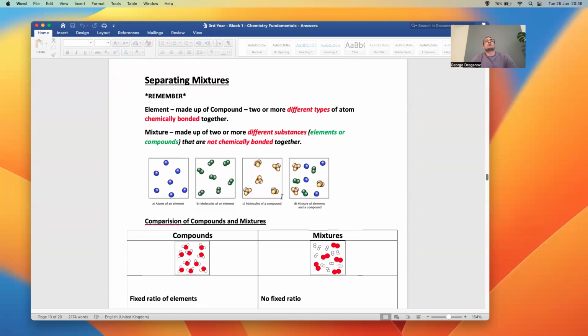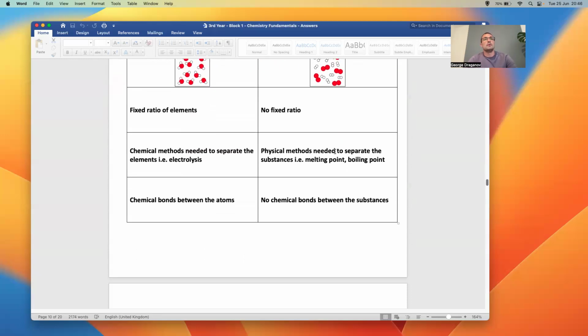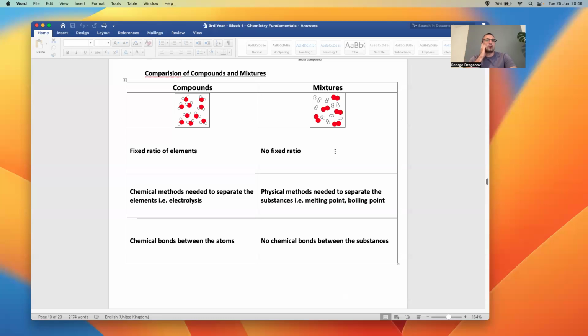Now, to separate a mixture, we just need a very quick reminder of the difference between element mixtures and compounds. A compound will have two different elements bonded together chemically. A mixture will have different substances not chemically bonded. Hence, it can be separated by physical means. If you compare compounds and mixtures, mixtures have no fixed ratios, whereas compounds will be something like H2O. So they will have a fixed ratio.